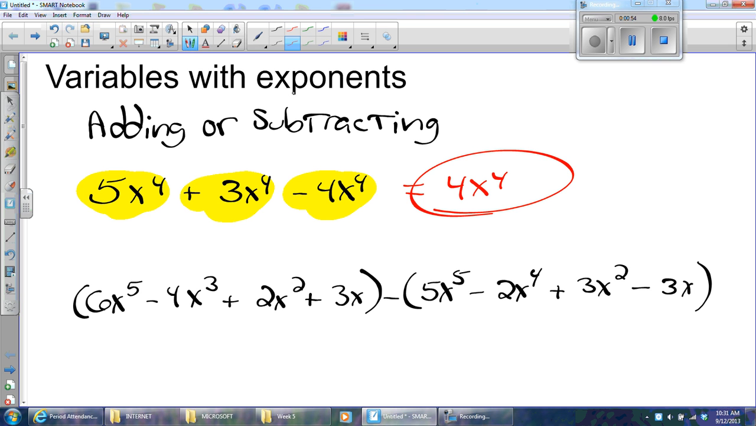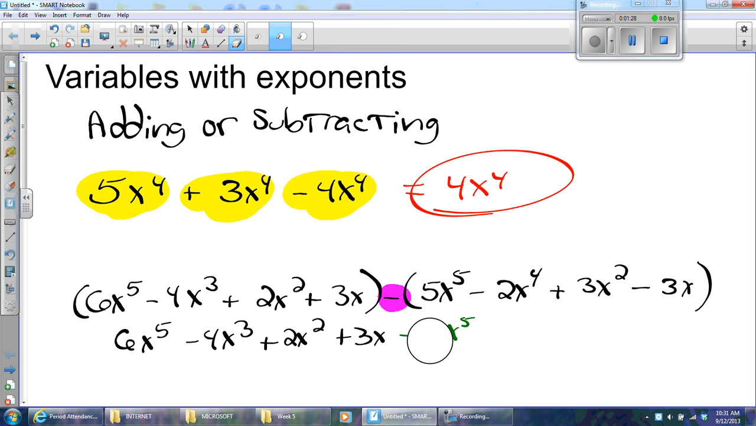Now, of course, in a situation like the one below, we have some distribution to do, right? Because of the negative. Let me highlight him. There we go. So I'm going to rewrite the first quantity, 6x to the fifth, minus 4x cubed, plus 2x squared, plus 3x. And then I'm going to distribute my negative. I'm going to write him in green so you can tell the changes that may have occurred. Minus a 5x to the fifth.